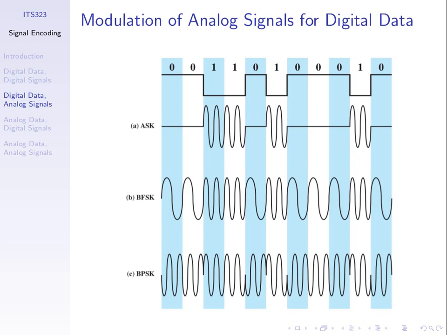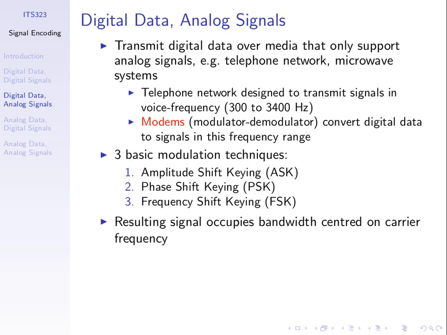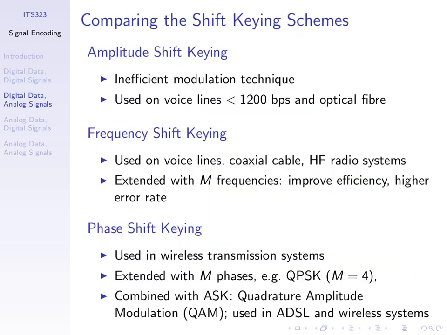So these are shift keying techniques: amplitude, phase, frequency shift keying, where we take some analog signal and vary either amplitude, phase or frequency depending upon the bits. And we can combine the techniques together as we saw in our example.